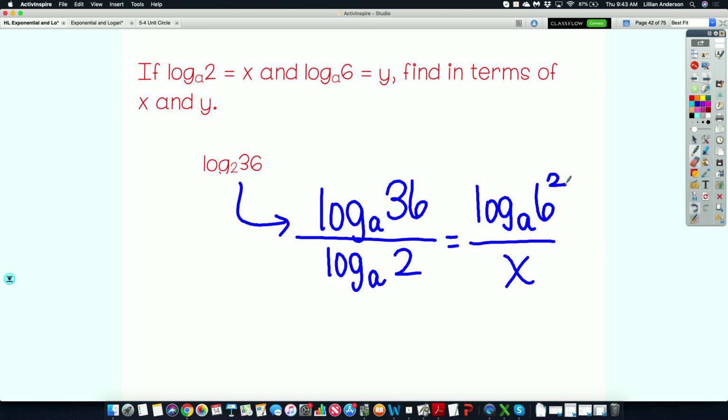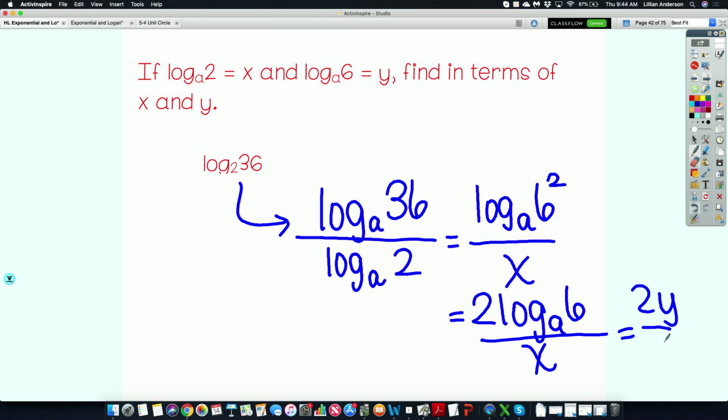So what do I need to do to that too? Put it beside the log. So it becomes 2 log base A of 6 all over X. And now I can plug in the Y. What's my final answer? 2Y over X. So log base 2 of 36 is 2Y over X.